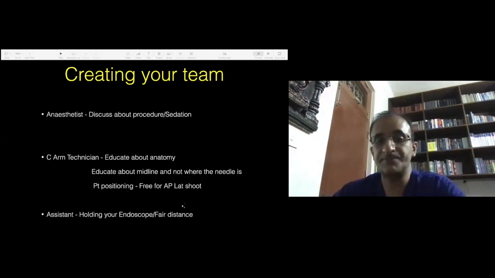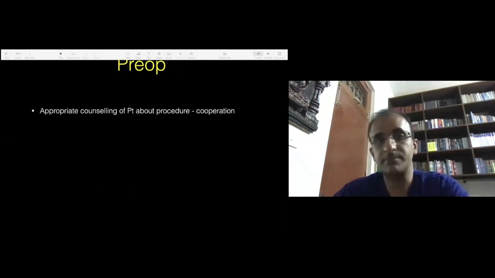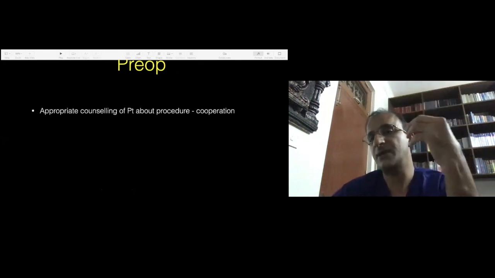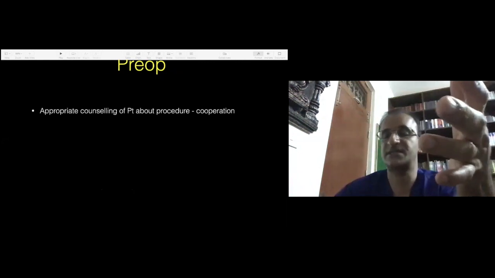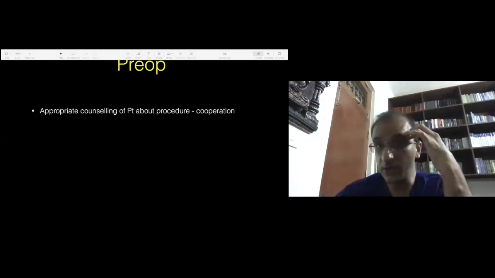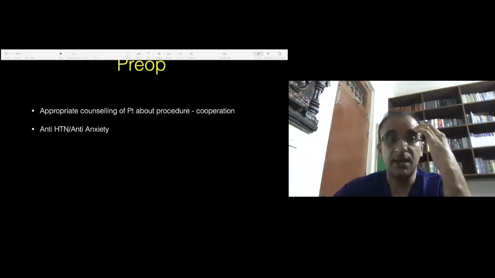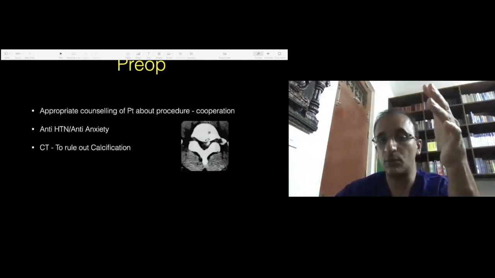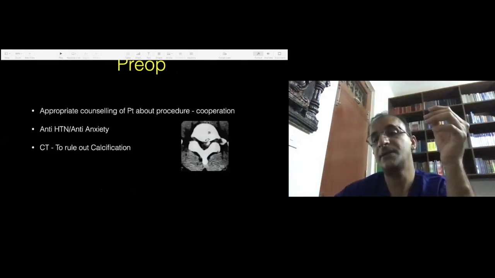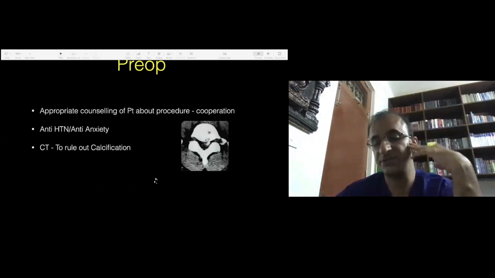Second is patient positioning. I'll talk about that as well. Now pre-op, appropriate counseling of the patient. You tell them that we are attempting transforaminal. There is a possibility of complications or residual, in which case we may convert, or we may take him up at a second stage. I start antihypertensives, anti-anxiety if required. CT scan, as I've already told you: look here, there's a fragment here. If you go transforaminal, you're not going to achieve anything.